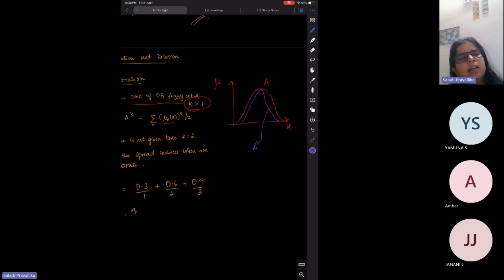You take any membership function, plot any continuous fuzzy set in MATLAB, then square the values and plot the same thing in the same plot. Plot A square in the same plot and see the difference between A and A square. The spread is going to decrease when you increase the concentration, and the opposite happens for dilation. When you do dilation, the spread will increase, but when you do concentration, your spread will decrease.